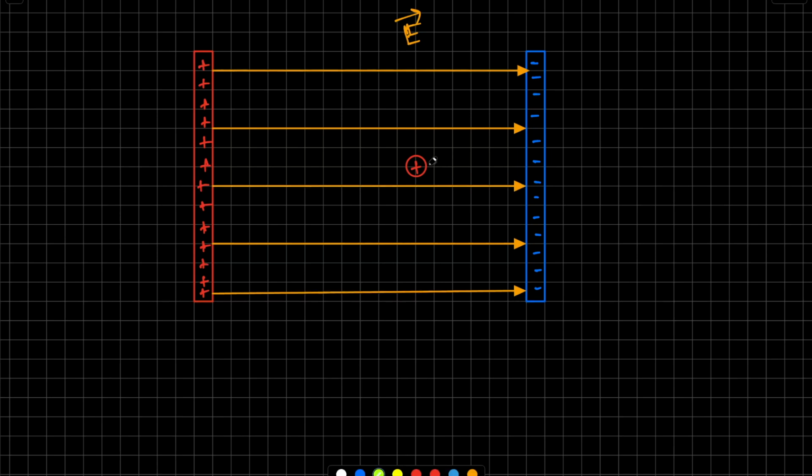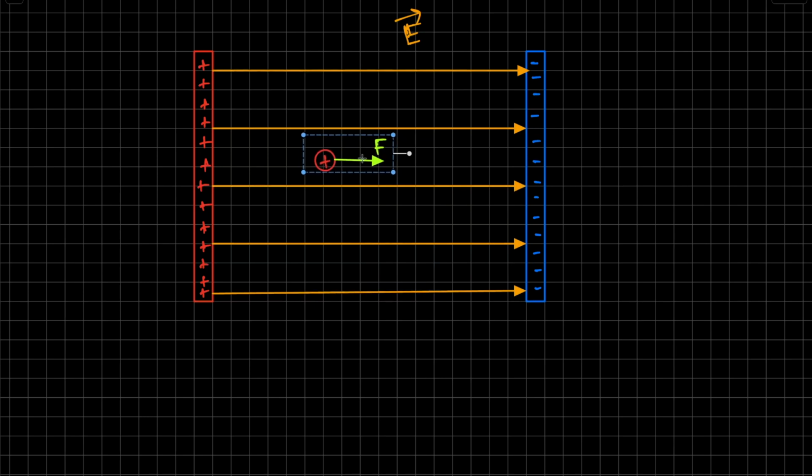This is the direction of the force. If you let it move freely, it would move towards right. It would accelerate towards right. But I'm going to move it against the electric field. I'm trying to move it towards left. So there is repulsion from the positive charge. There is attraction from the negative charge.